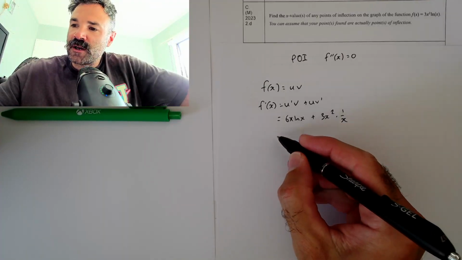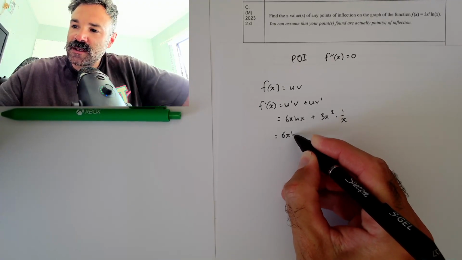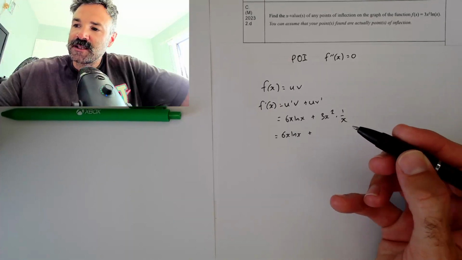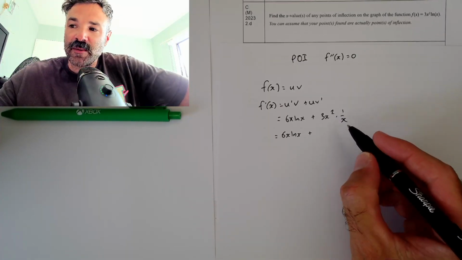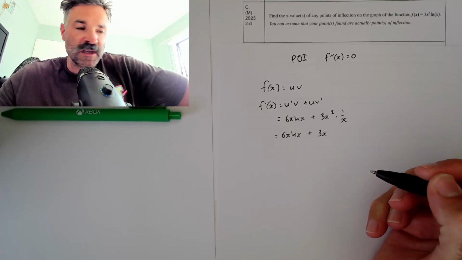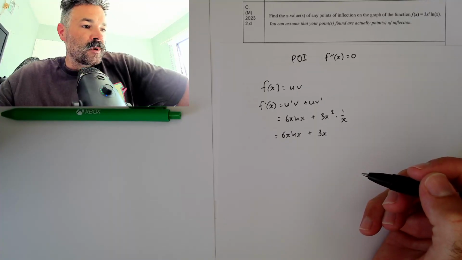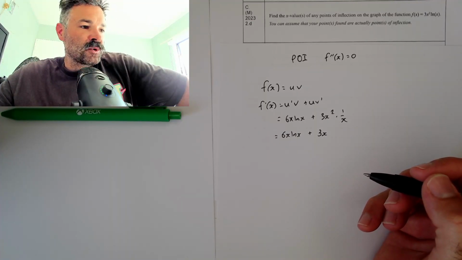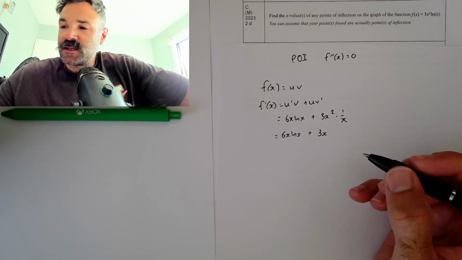We might want to tidy that up just a tiny bit: 6x ln of x plus, and then 3x squared divided by x is just going to become 3x, I believe. Cool. And now we want to differentiate this again. We need the second derivative.